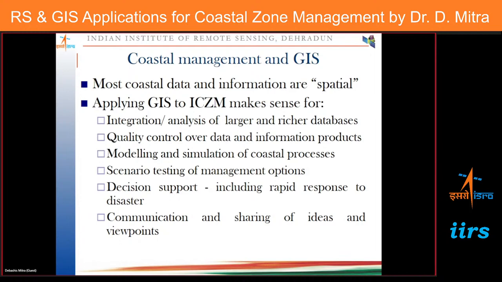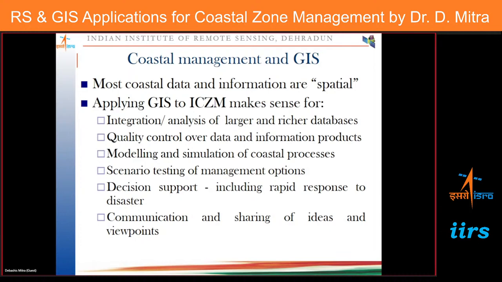We can do scenario testing for the management options. We can give various kinds of management options and see how each scenario is going to happen if we take option 1, option 2, option 3, option 4. Those types of things are possible in GIS. GIS supports decision support, because definitely for taking a decision you need various kinds of options. If I take these options, then what is the scenario? Based on the scenarios generated, the decision makers will take that decision.